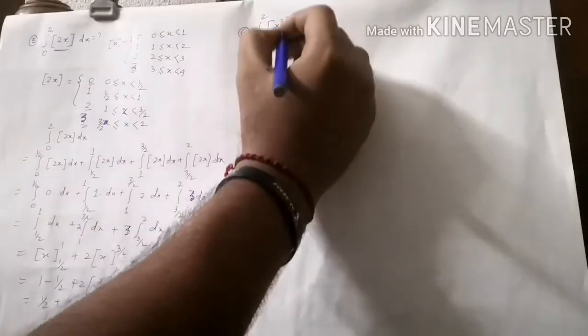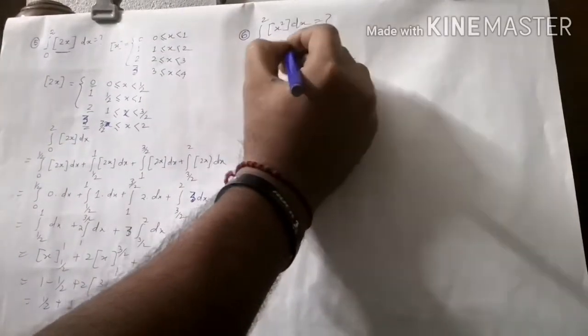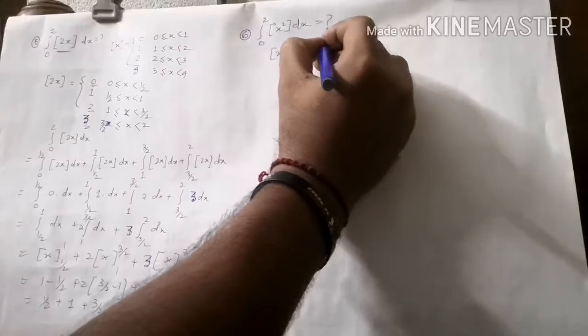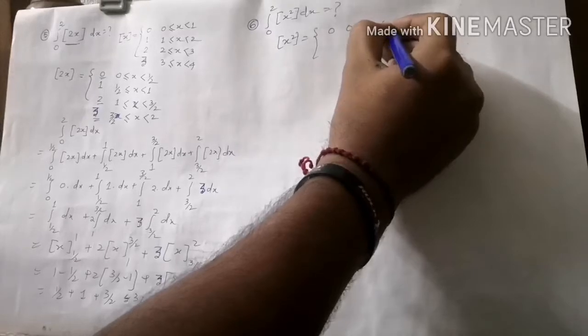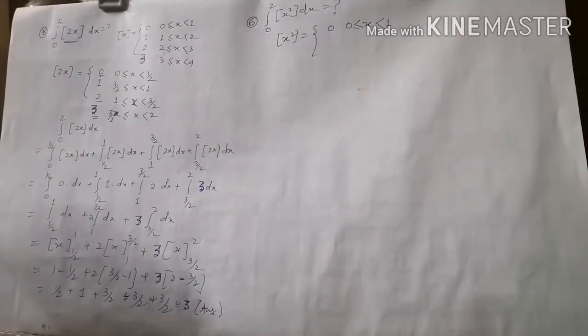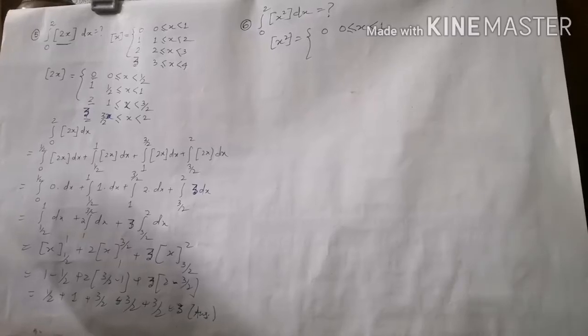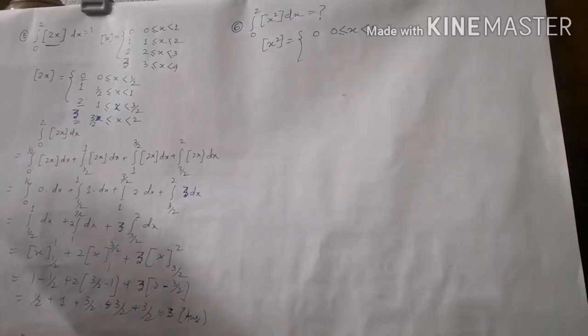So we know the definition of x, so it will be easy for us to find the definition of 2x, definition of x square. So the definition of x square will be the value of x square equal to 0 when x lies between 0 to 1, and the value of x square will be 1 if x lies between 1 and root 2.